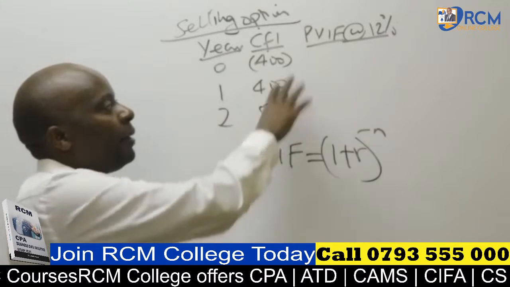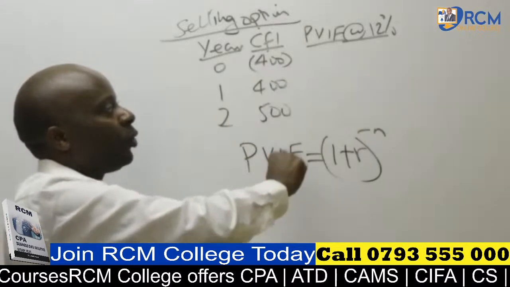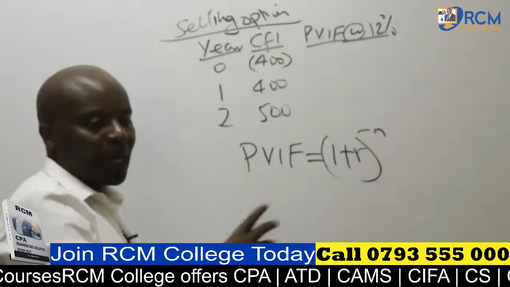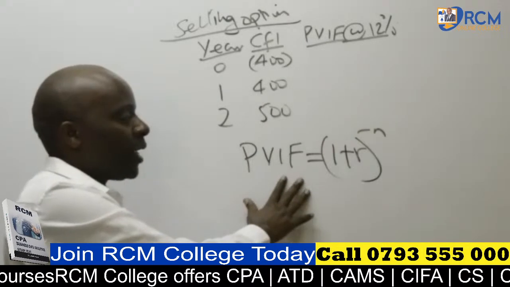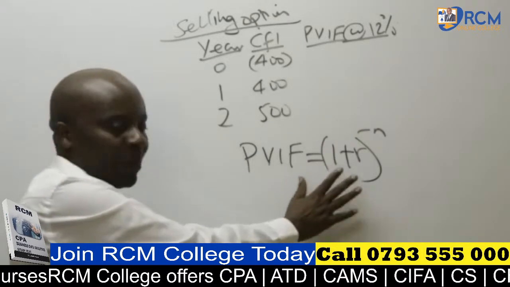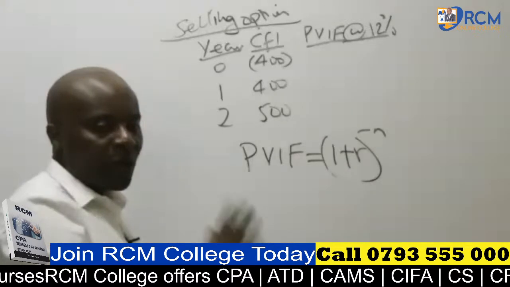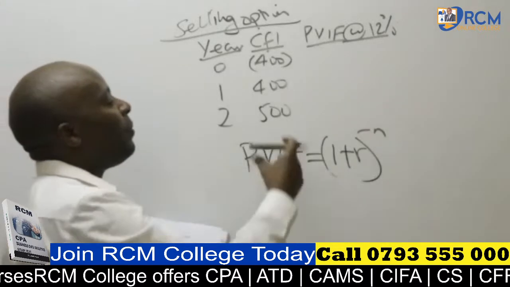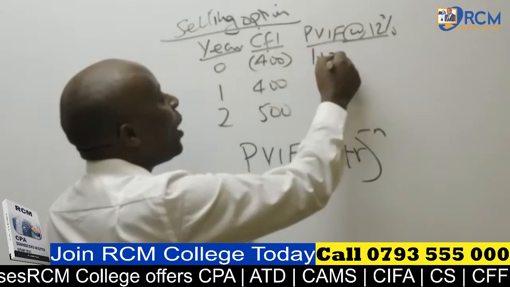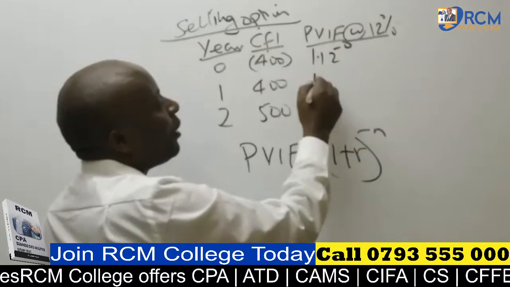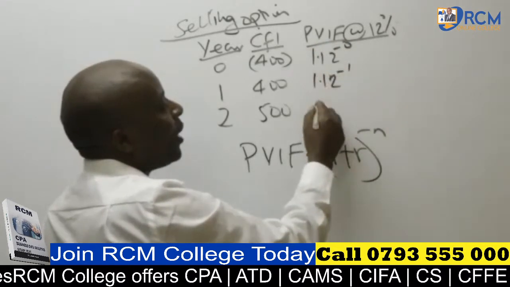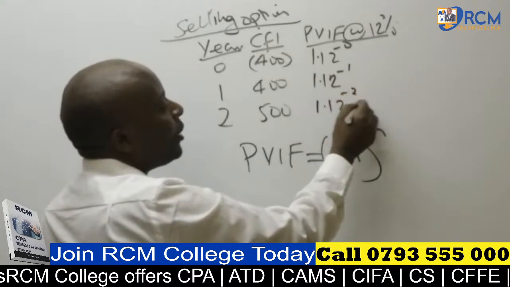And remember, for purposes of discounting these future cash flows, we are using the PVIF, the present value interest factor. To get this, we normally talk of 1 plus R raised to negative what here? Negative N. So this becomes 1.12 raised to negative 0, then 1.12 raised to minus 1, then 1.12 raised to minus 2, like that.